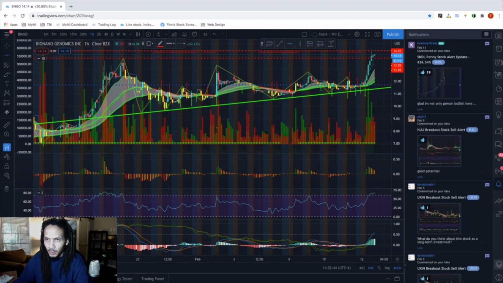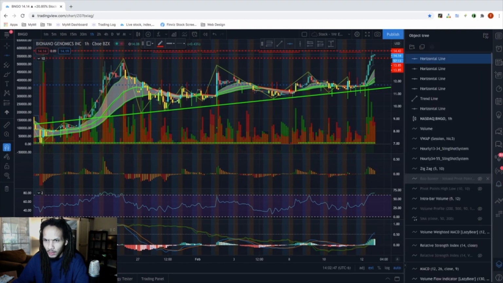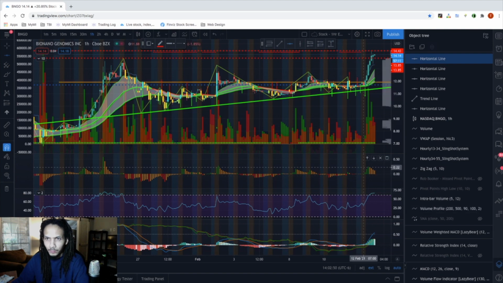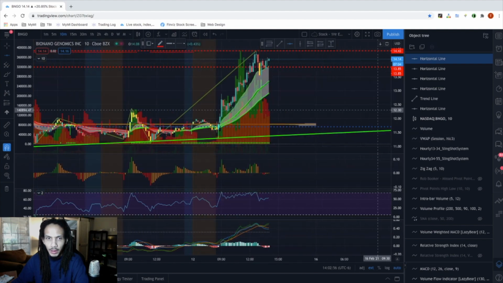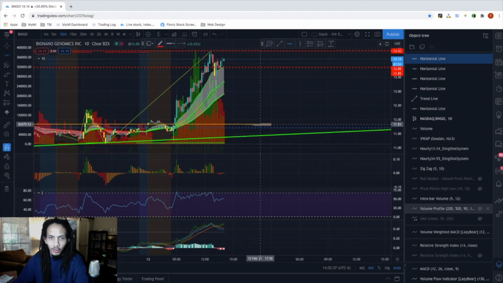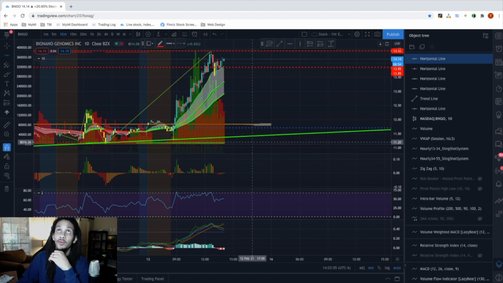Let me do this volume profile. And then let's look at it from the 10 minute and scoot it over a little bit. Yeah, so right here is our strong levels of buying. This is where most of the trades were taken. So at 11.84 would be a good entry level if we can get back to those levels.